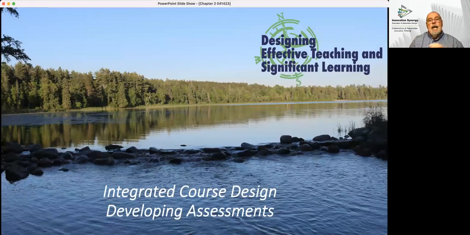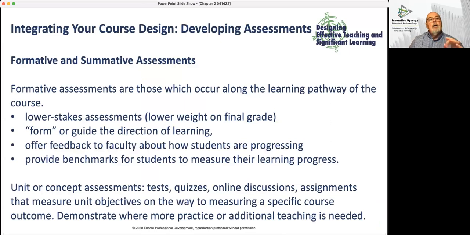All right, now let's talk assessments. That's going to be the second piece. Once you've got your outcomes done, you know that you have formative and summative assessments. The formative ones, those are the lower stake assessments. They form or guide the direction of learning. They offer you a lot of feedback about how the students are progressing, and they provide benchmarks for students so they can actually measure their learning progress.